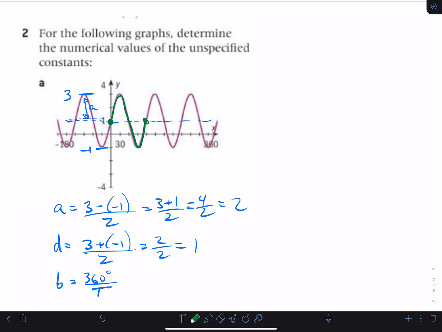So how far did I move horizontally? So this seems to say that this is 0, 30, 60, 90, 120. Seems to go to 120. So B will be equal to 360 degrees divided by 120 degrees, which will be equal to 3. That's what B is going to be equal to. They didn't ask for this, but you may be asked for this. What's the equation? The equation will be y equals 2 sine 3x plus 1. You can actually put it on your calculator and check to see if it looks the same.